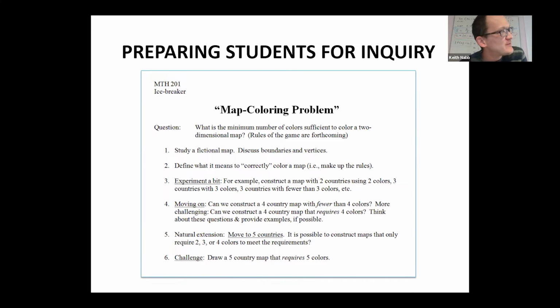They usually label their pictures with R, B, Y to indicate the colors, or sometimes they take out their highlighters, and they start working with those. But the amazing thing is what happens when they get to 6. Everyone in the room, I'm guessing, is familiar with this task. Draw a 5-country map that requires 5 colors. And of course, they can't do it.